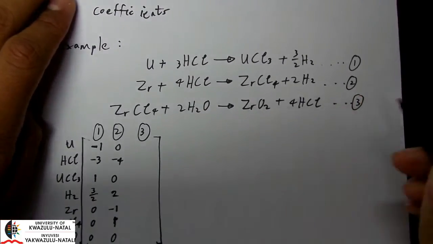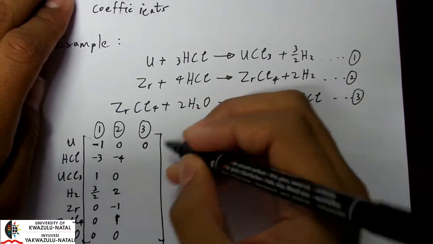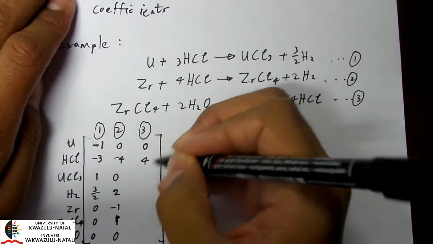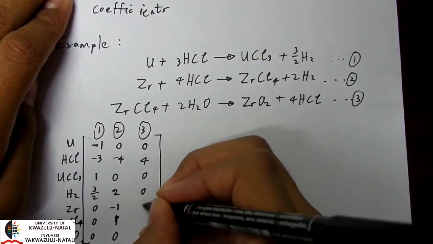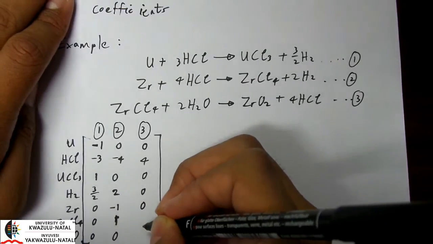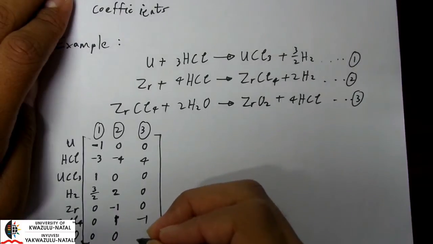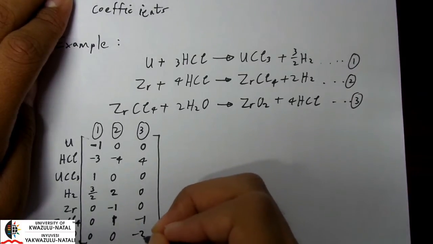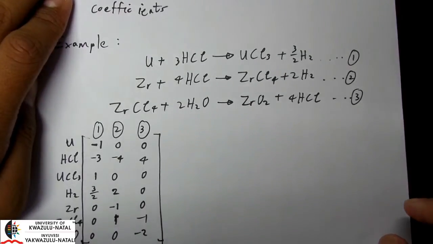So let's look at reaction 3. Okay, using the same technique. These are non-participants. We have ZrCl4 being used up. We have water being used up, and ZrO2 being produced.